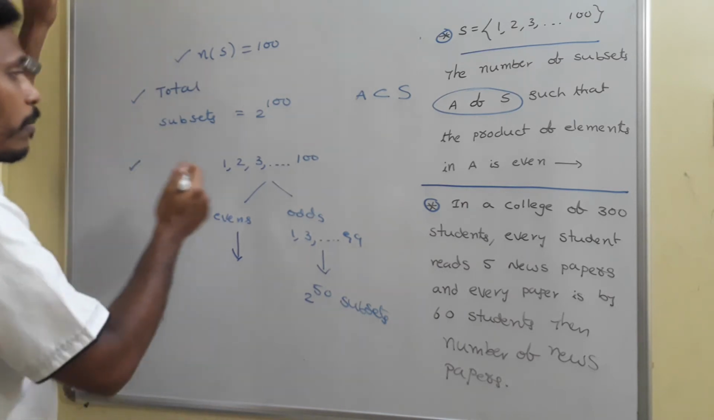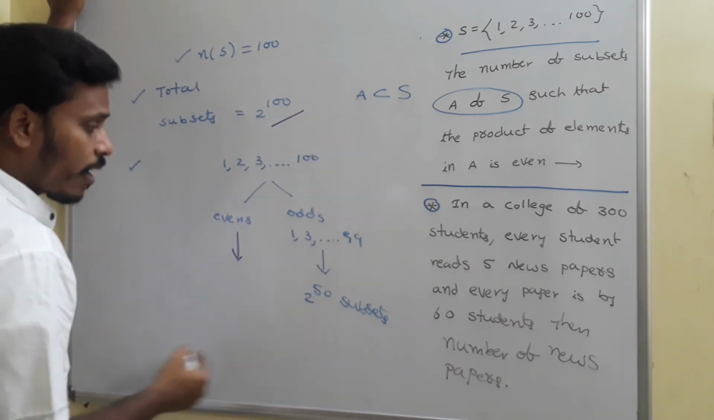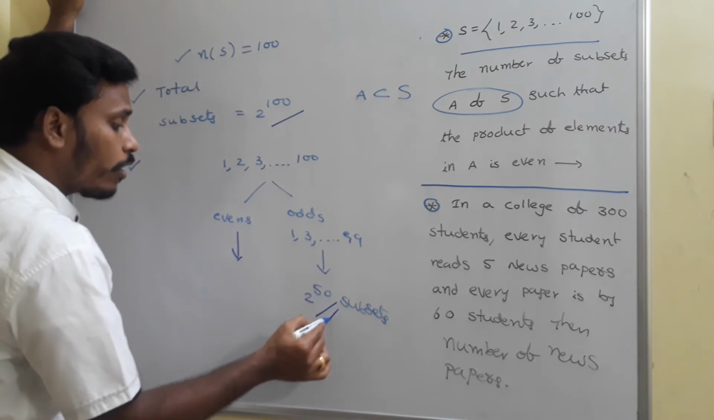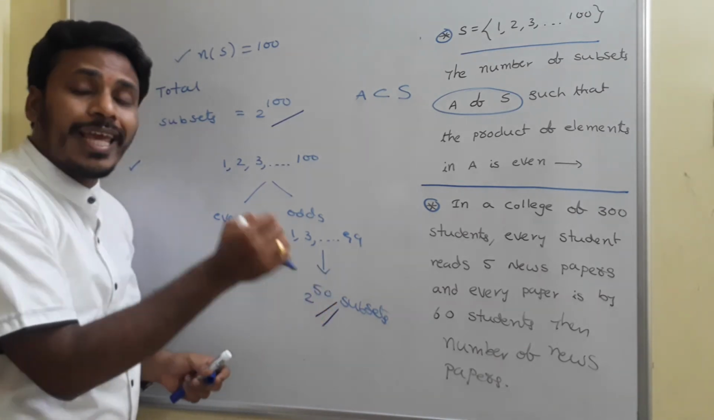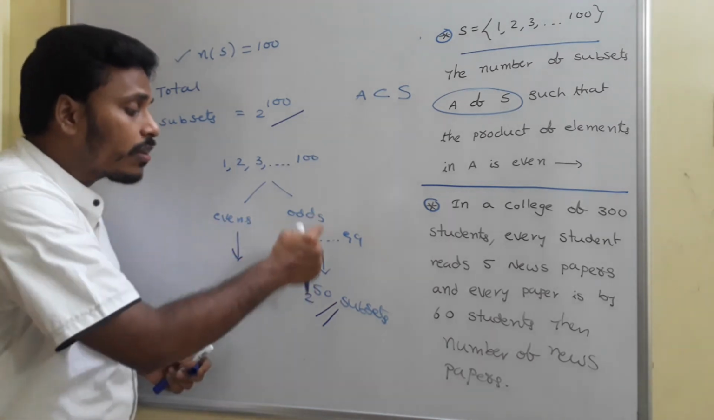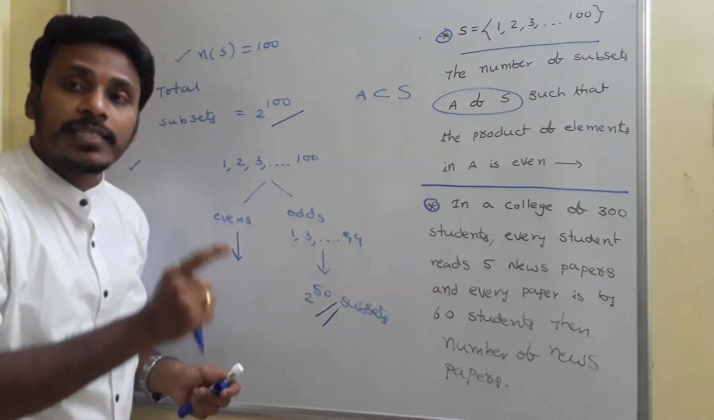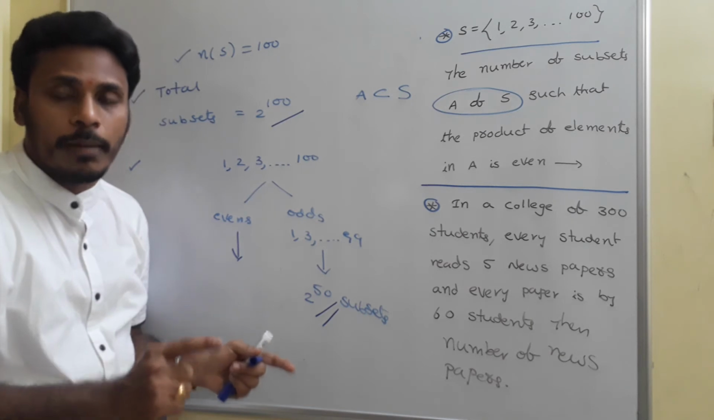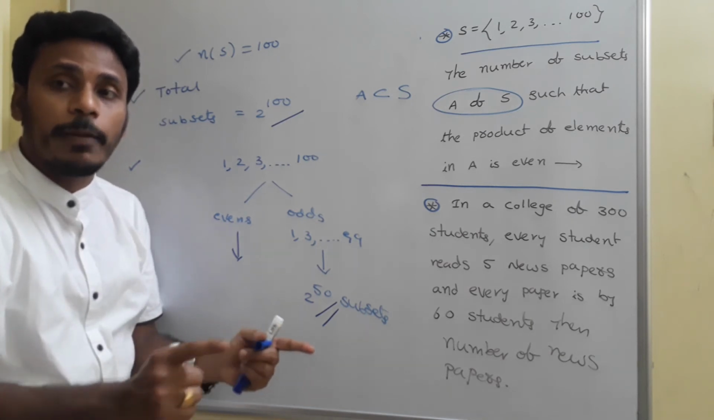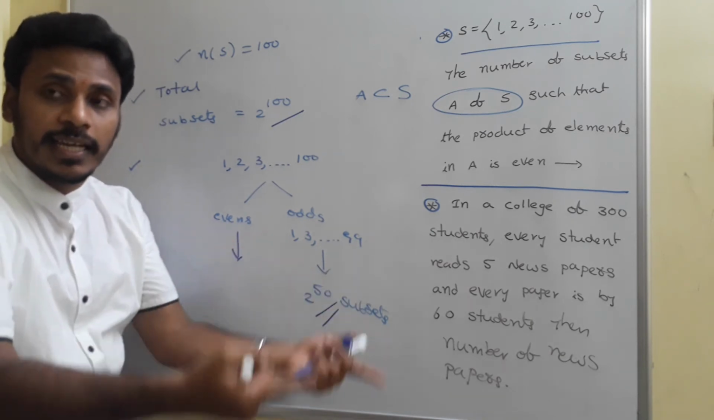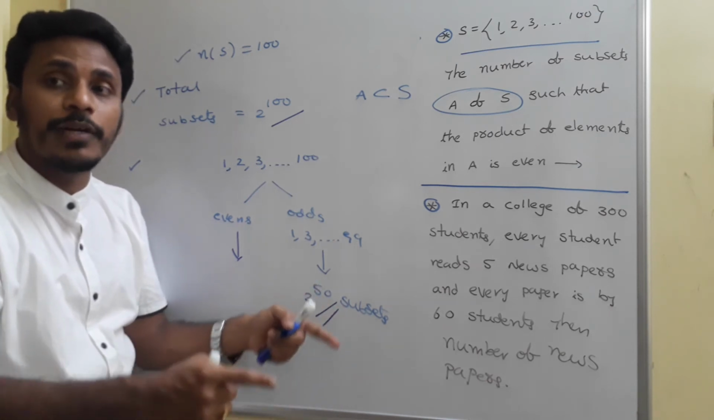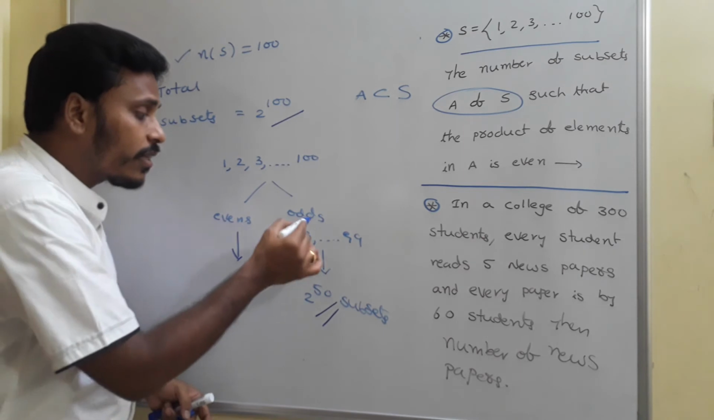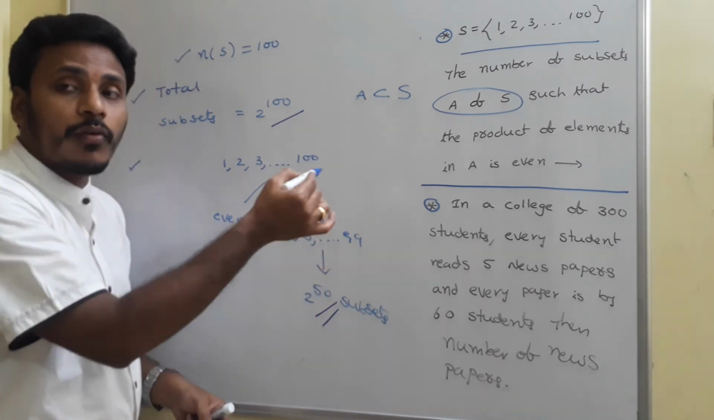Since the total number of subsets is 2 power 100 and the number of subsets formed only with the odd numbers is 2 power 50, if you choose any one subset among these 2 power 50, that subset must contain only odd numbers. If you multiply the elements of that subset, it is clearly odd. But we are searching for sets whose product of the elements is even, and that's why this is the complementary part for our requirement.